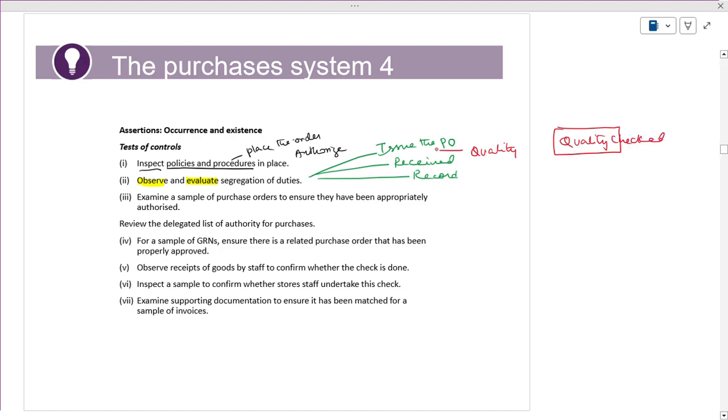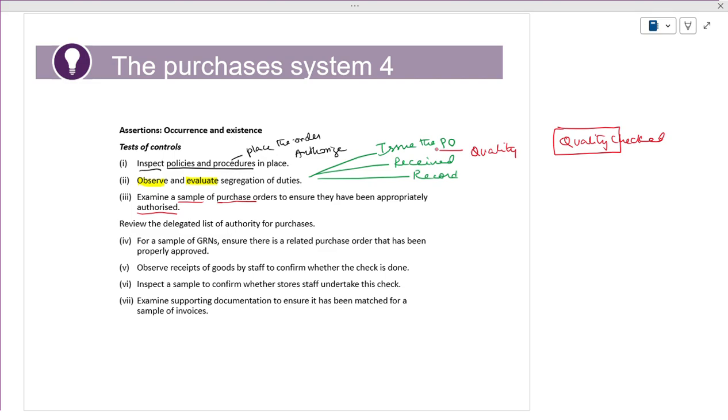They will put one stamp, quality check. There are so many things that will be there in between. This is only a brief idea we are getting. Examine a sample of purchase orders. As an auditor, what will you do? As an auditor, you will examine a sample of a few purchase orders, and you are going to say whether the purchase orders have been authorized or not.